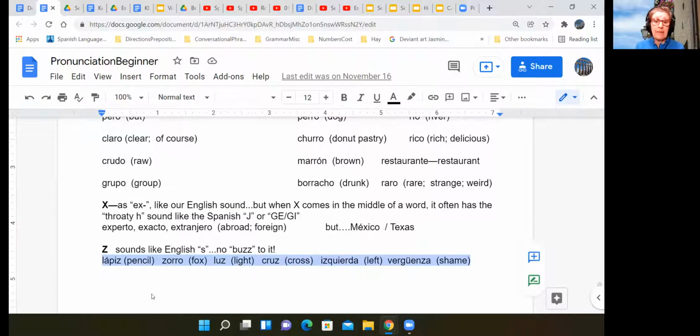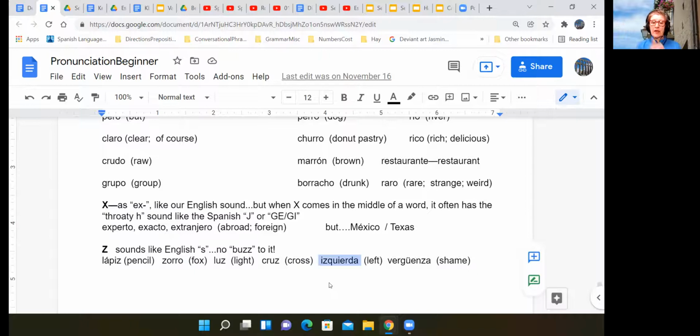So you get words like pencil, lápiz. You get words like fox, zorro. Yeah, that old legend, like that old movie. Zorro's fox, because he was clever and he outwitted the authorities. We have the word for light, luz. We have the word for a cross, like the symbol, or like crossing the street. There's a verb that means to cross, cruzar, but the word for cross itself is cruz.